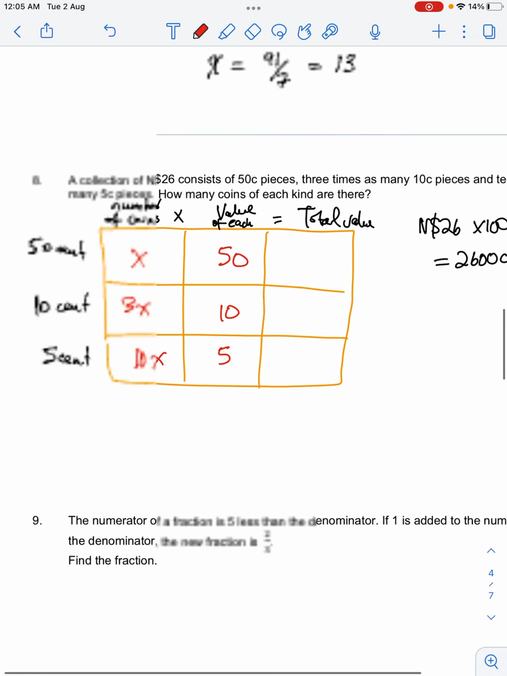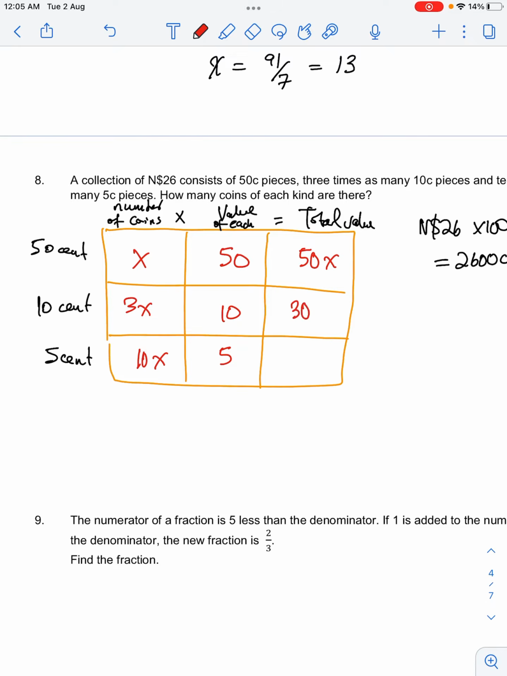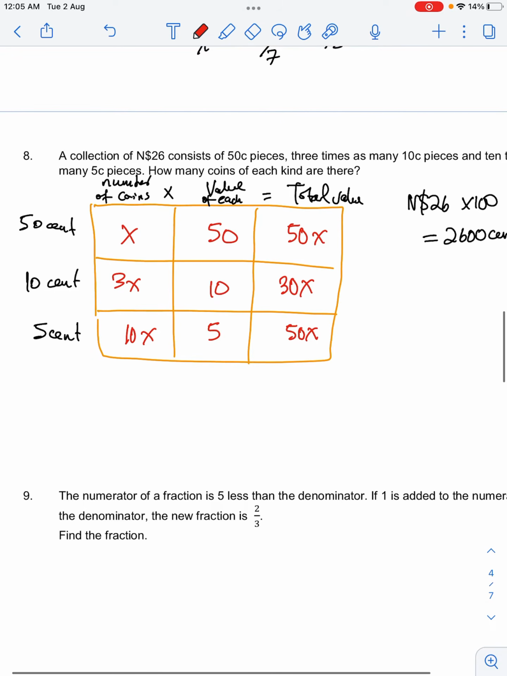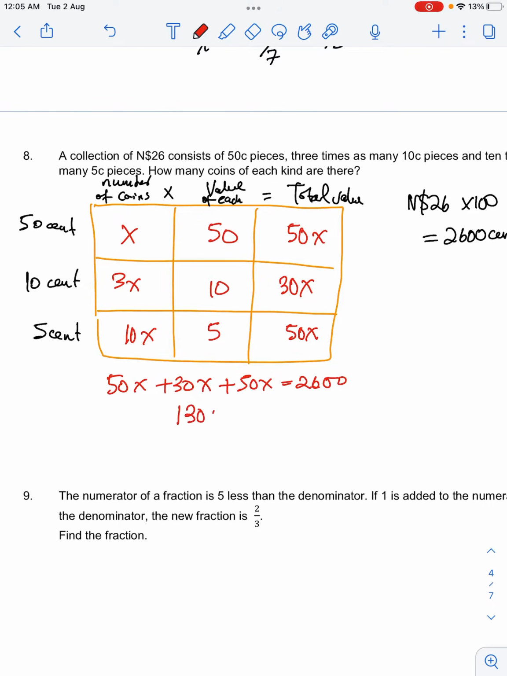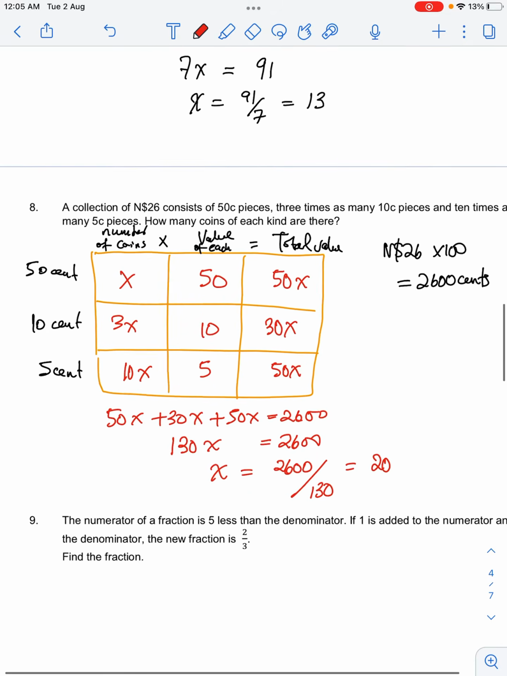So again, multiply the 2 rows together. This gives you 50x, this gives you 30x, and this gives you another 50x. So you're going to add all of those things: 50x plus 30x plus another 50x should give you 2,600. If you work it out, you get 130x equals 2,600. In order to isolate x, 2,600 divided by 130 gives you 20. How many coins of each are there?